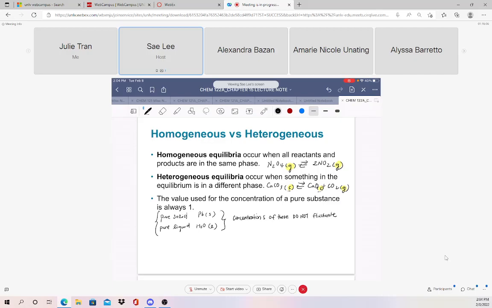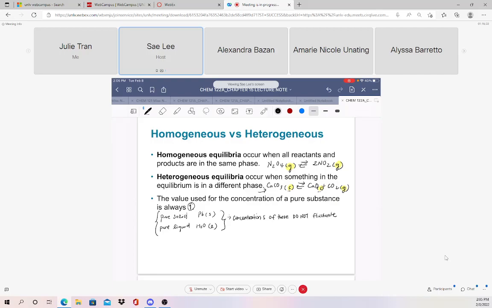And because we cannot vary their concentrations, we don't include them in the equilibrium constant expression. So whenever you see a pure solid or pure liquid in the equation, you want to exclude it from the equilibrium constant expression. Or you can think of these values as 1.